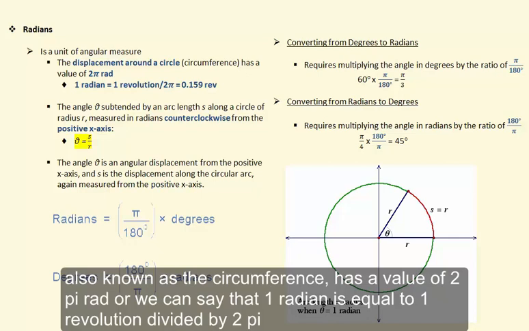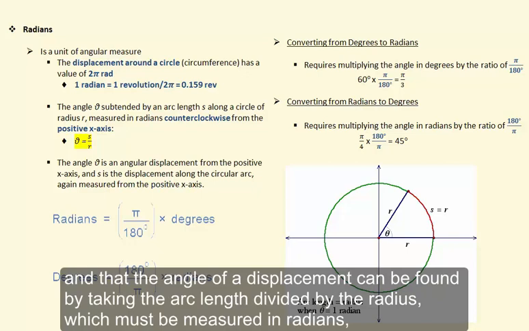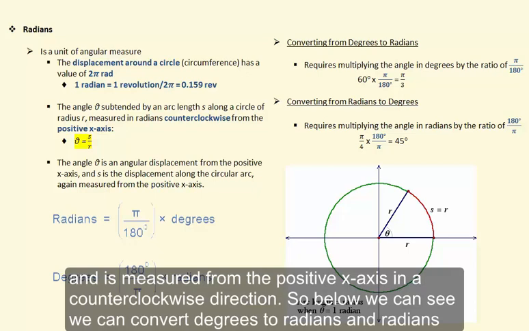rad. Or we can say that 1 radian is equal to 1 revolution divided by 2 pi. And the angle of a displacement can be found by taking the arc length divided by the radius, which must be measured in radians and is measured from the positive x-axis in a counterclockwise direction.